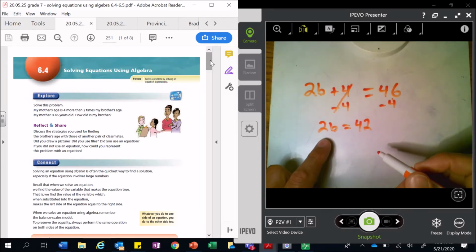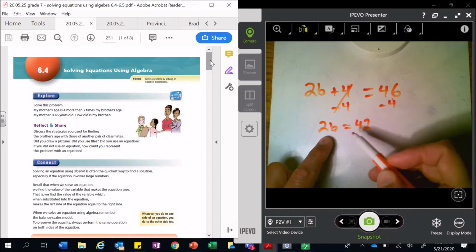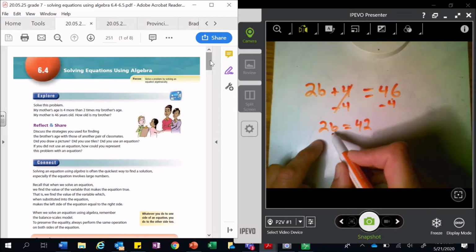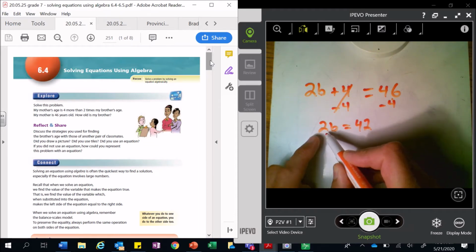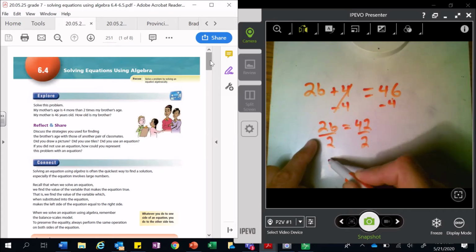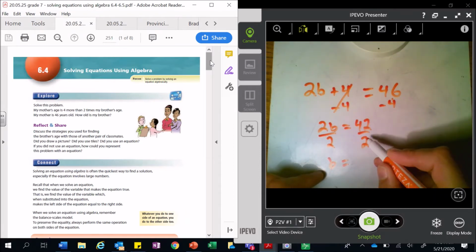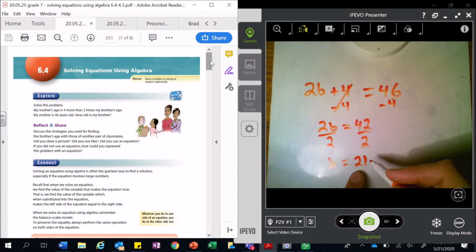I still don't know what b is, but if 2 of something is 42, then that means half of 42 would equal b. Let's see, how do I get b on its own? Right now, b has a 2 times attached to it because the coefficient of the variable is 2. Well, the opposite of times 2 is divided by 2. And so I now have 42 divided by 2, 21. How old is my brother? He is 21.